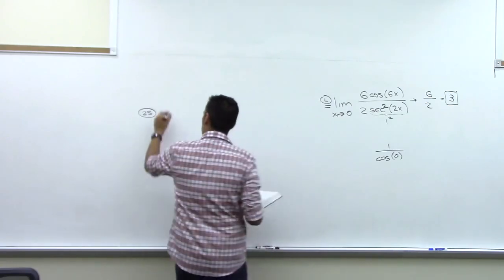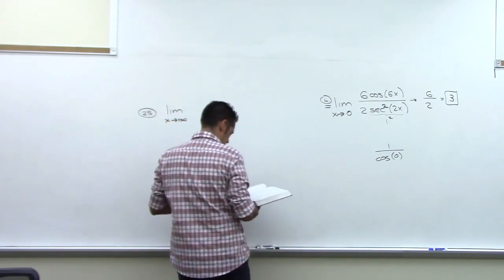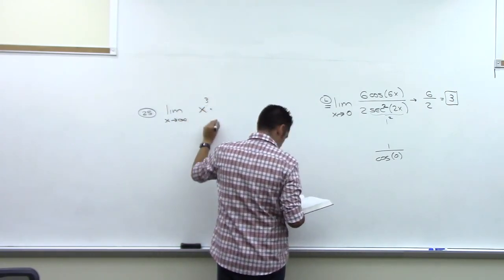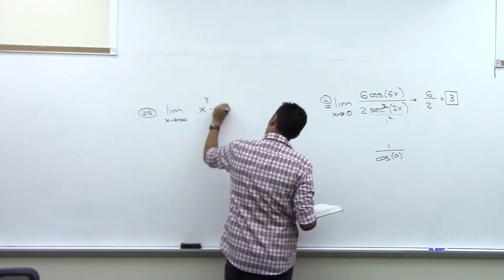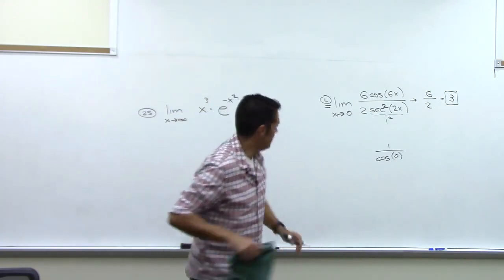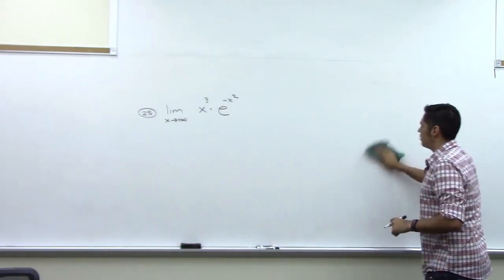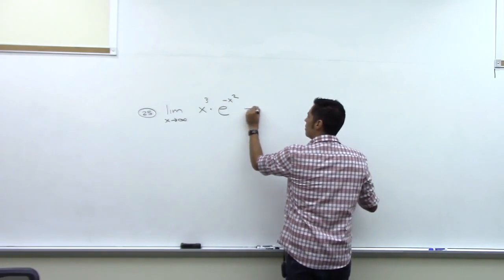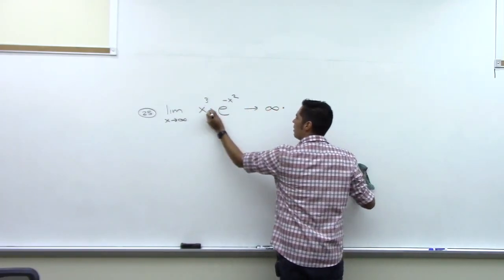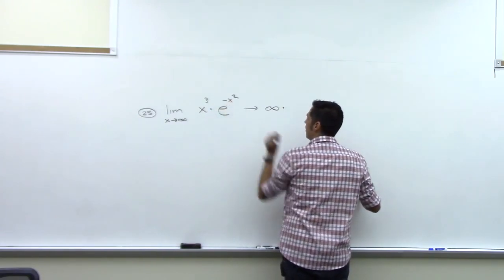Limit as x goes to infinity of x cubed times e to the negative x squared. It's going to be a little tricky. All right, so let's see what happens when you let x go to infinity. You get infinity cubed, that's infinity, times e to the infinity squared is infinity, but negative infinity.